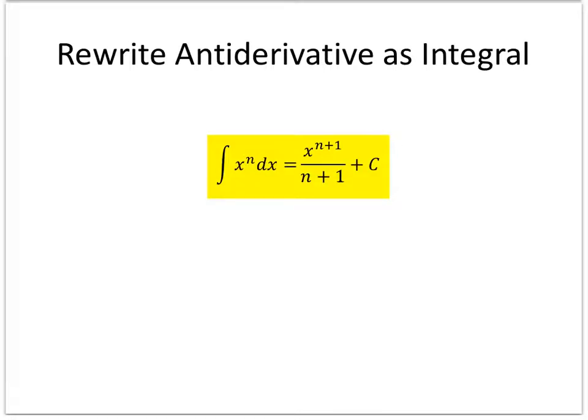So I can rewrite an antiderivative as an integral. In other words, we said this would be the antiderivative, the definition with the power rule. Well, this would be the same thing written with my integral symbol, which basically says find the antiderivative.